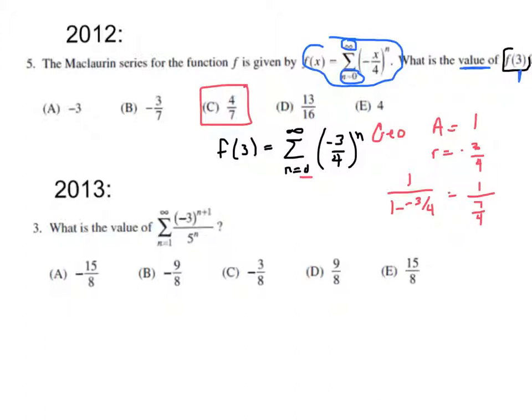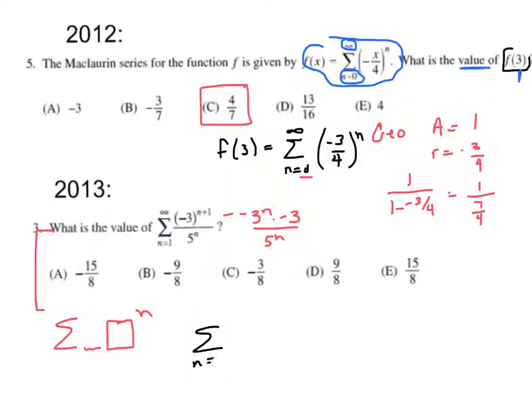Now the next one is a little more straightforward. It says, what's the value of that? Well, I always like to have my series written in that very special form where it's a number, but then it's just something to the nth. So I'm going to take a -3 out of this. I'm going to write this as -3 to the n times -3 over 5 to the n, which means I can rewrite the whole series. Notice this one starts at 1, as -3 times -3/5 to the n.